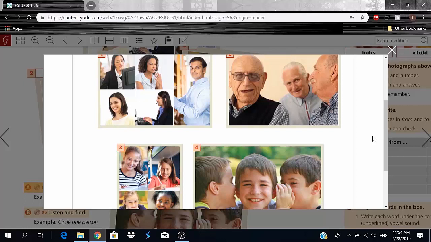A man, a woman, a boy, a girl, a child, an adult, a female person, a male person, an old person, a young person. Boys, girls, men, women, children, adults, females, males, friends.